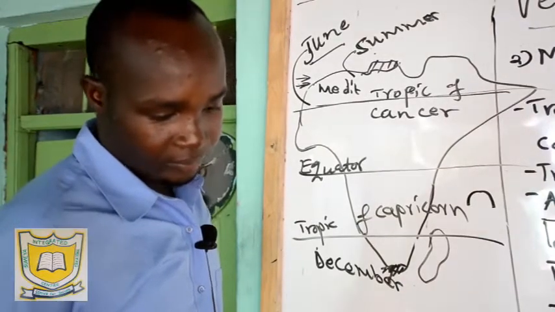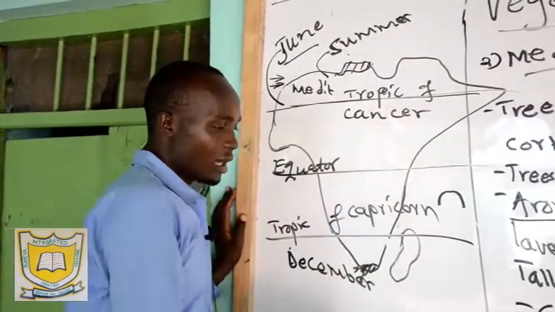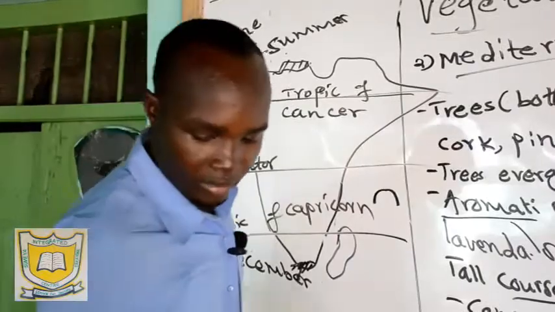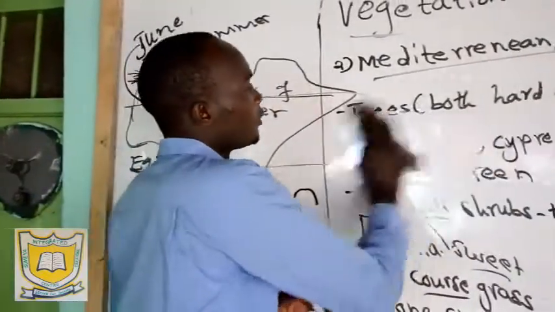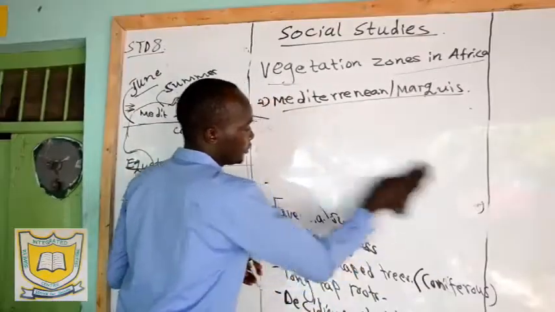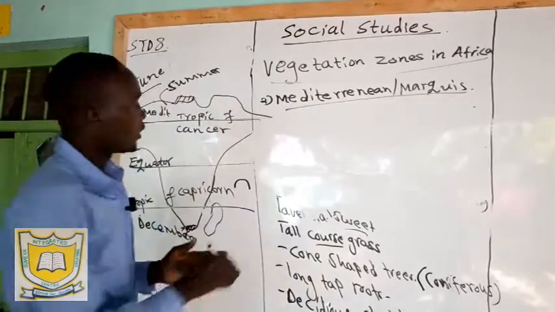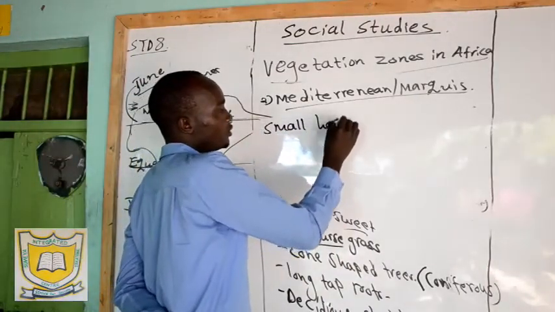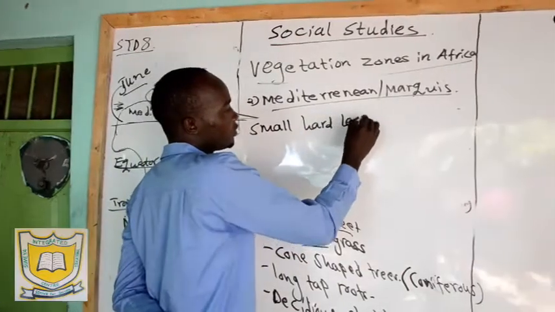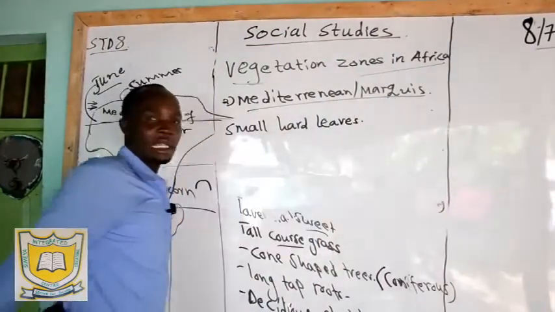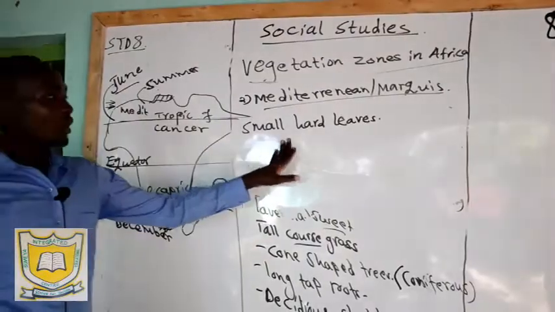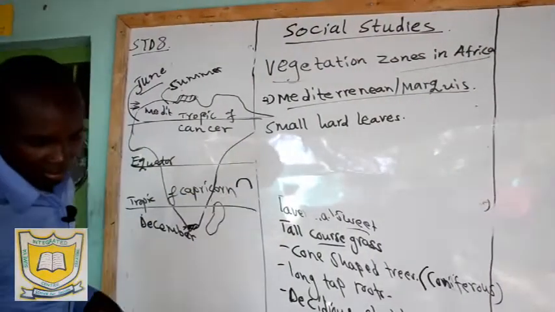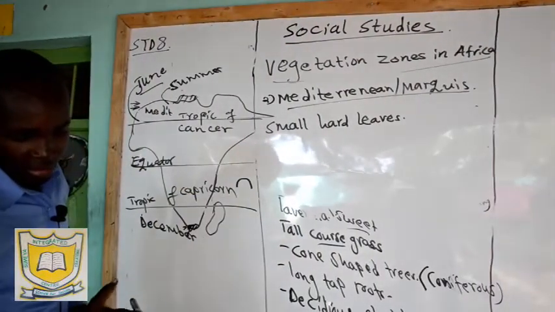Then the trees also have small hard leaves. Trees have small hard leaves. So we have very small hard leaves found in these trees.